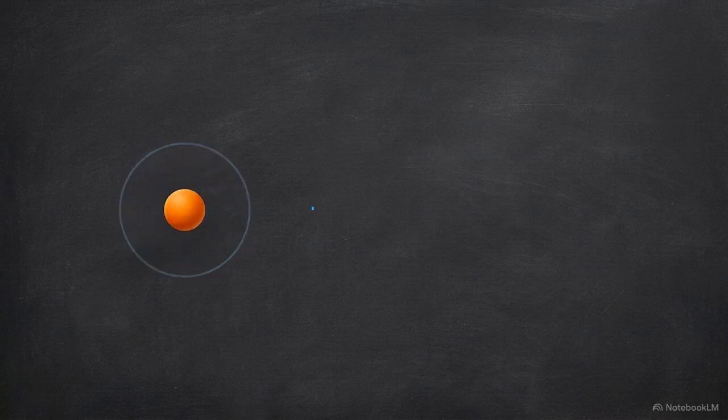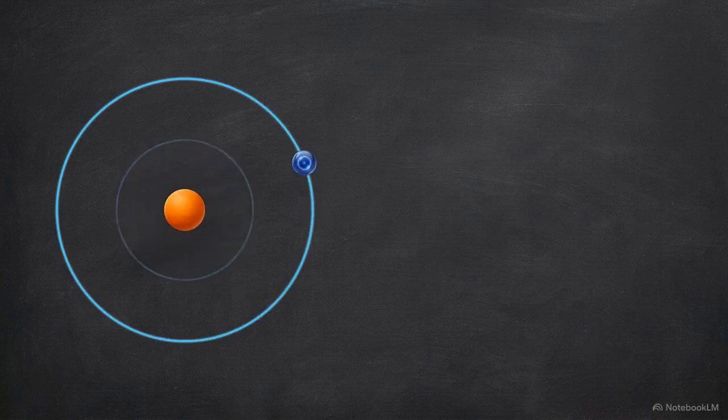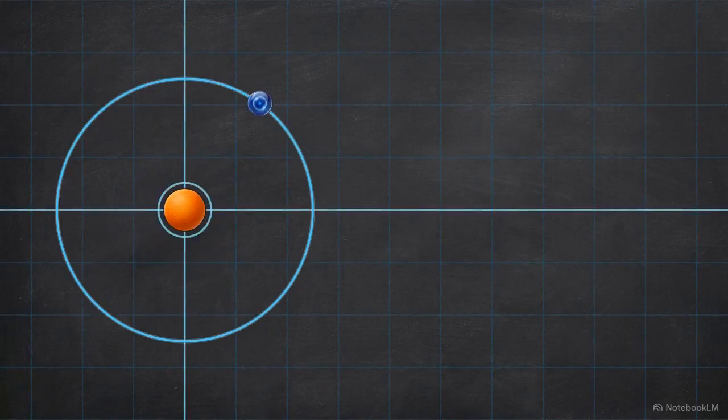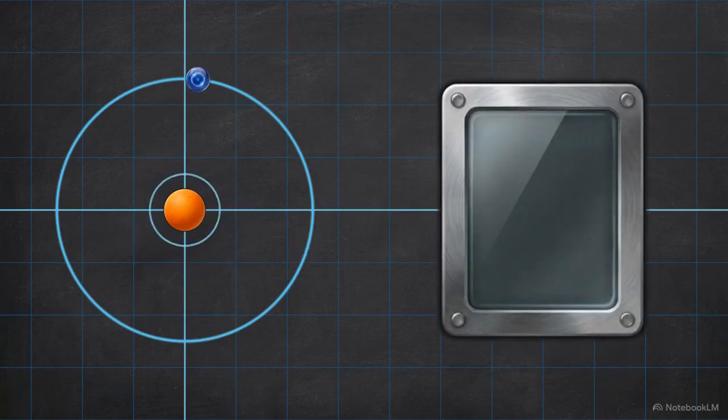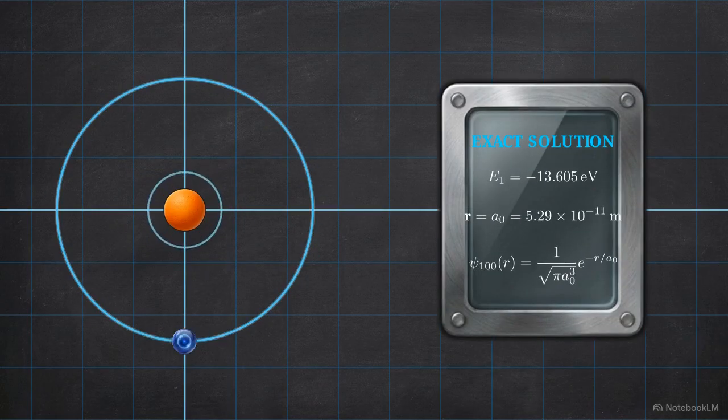To understand quantum mechanics, physicists start with the hydrogen atom. It serves as the baseline for the entire field. With a single electron orbiting a single nucleus, the math is exact. The equations yield perfect calculations for the electron's energy and position.